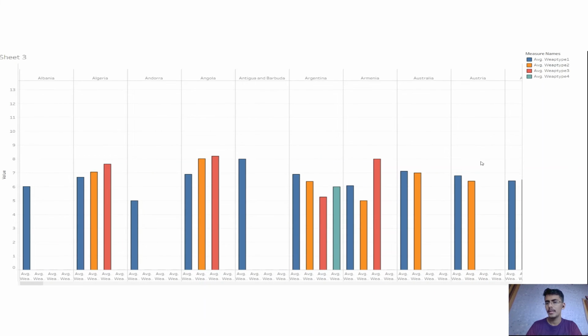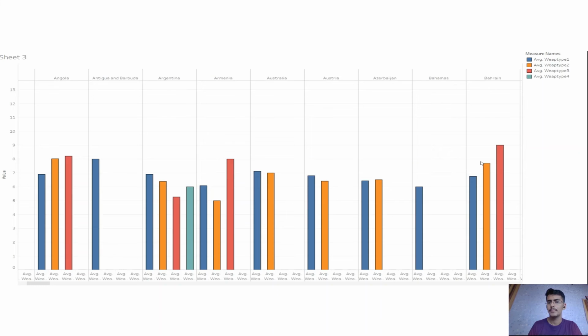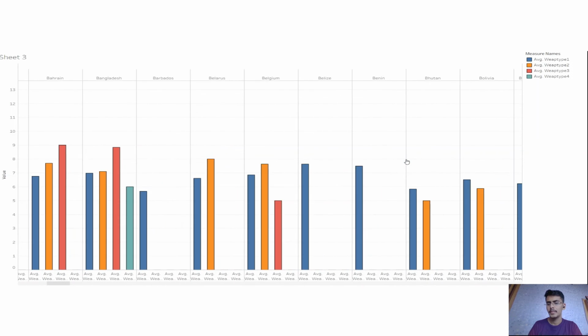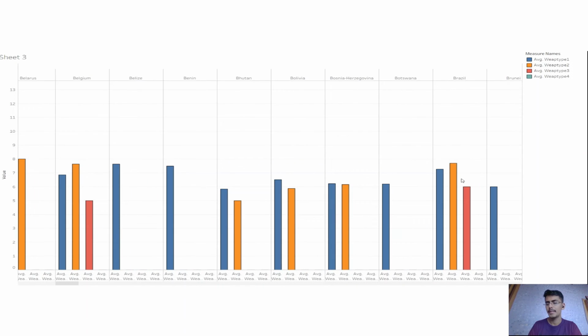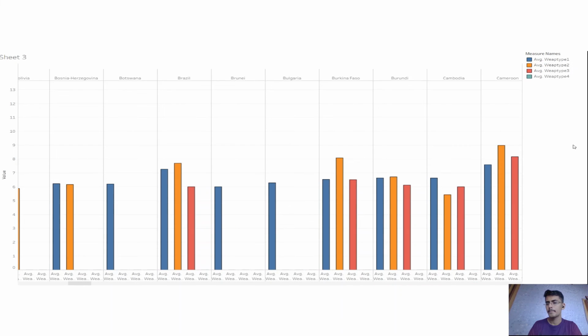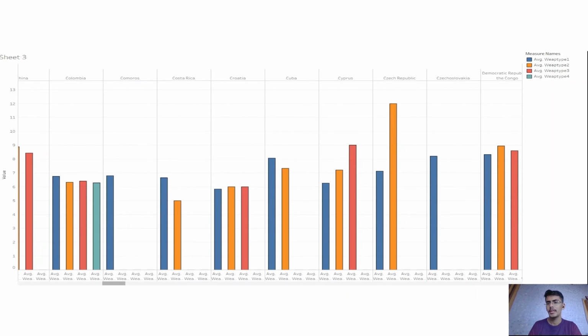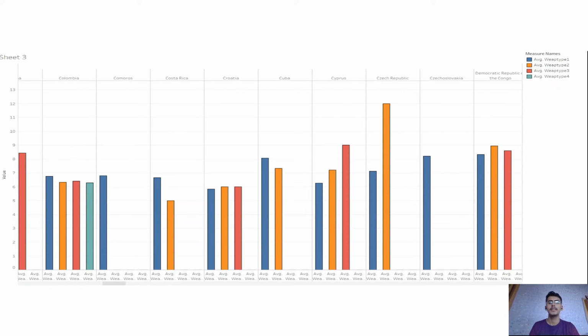Then in Austria, Azerbaijan, Bahamas, Bangladesh, weapon 3 is used. Then Belgium and Brazil. So there are different countries and the most popular weapon used over there. That also helps us understand that if weapon 2 or 3 falls under a particular category, then in our country these kinds of attacks may happen, and the chances of these attacks happening are higher.